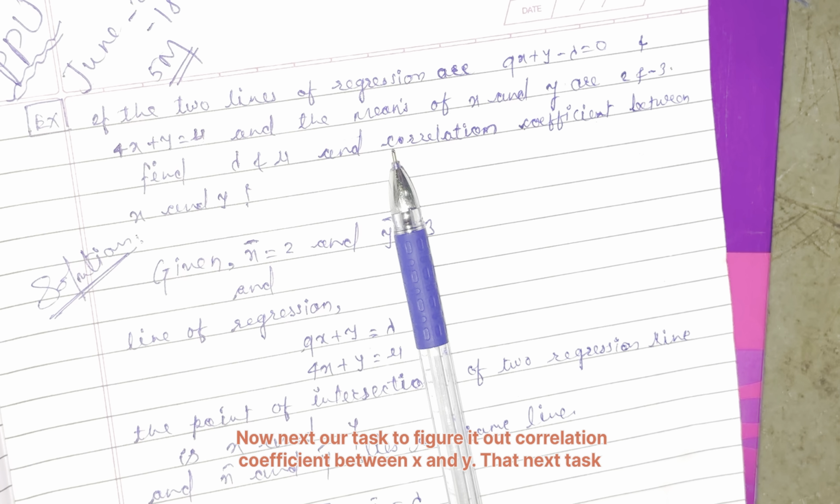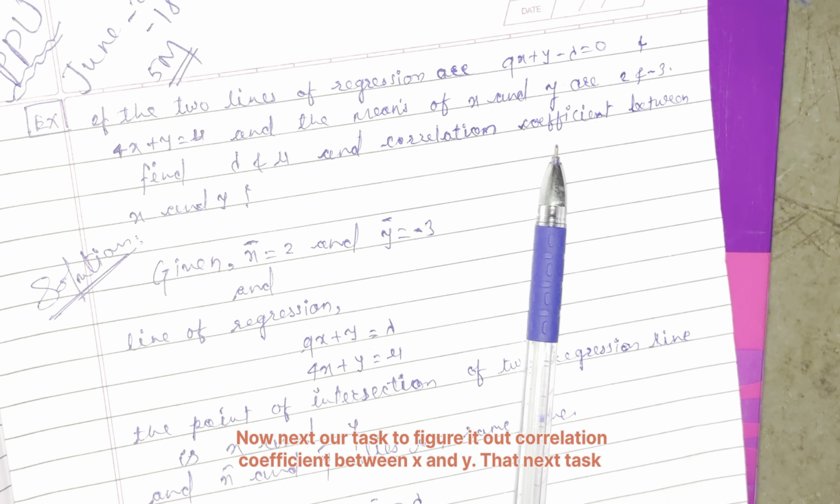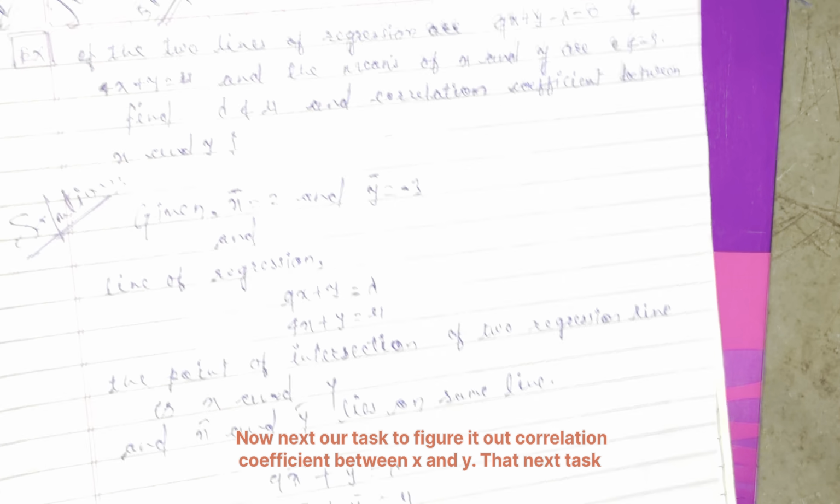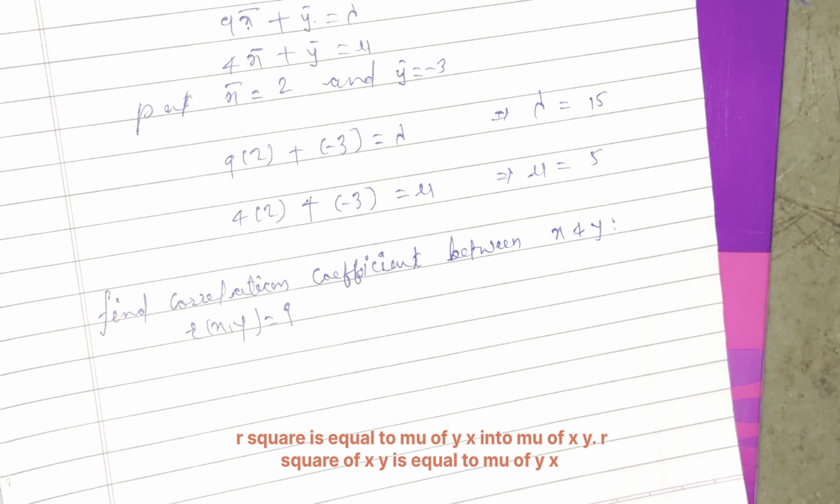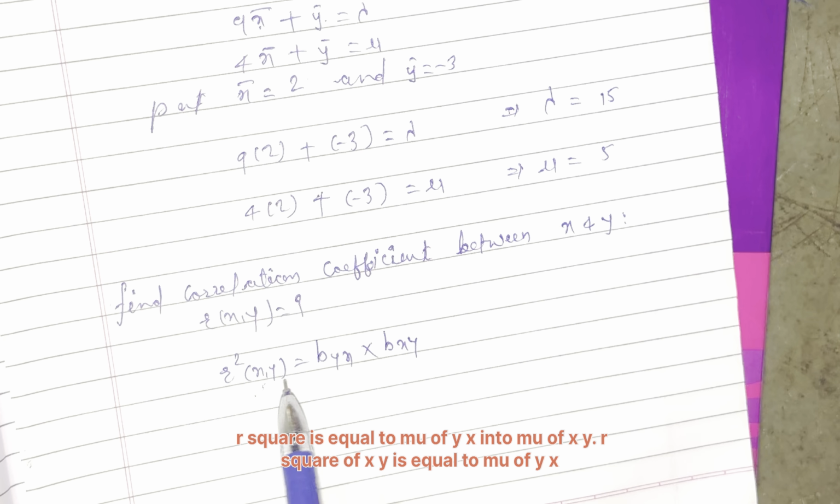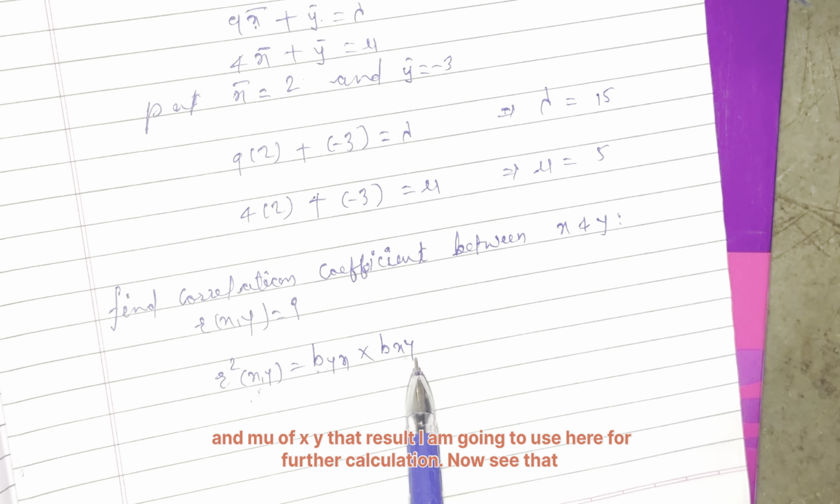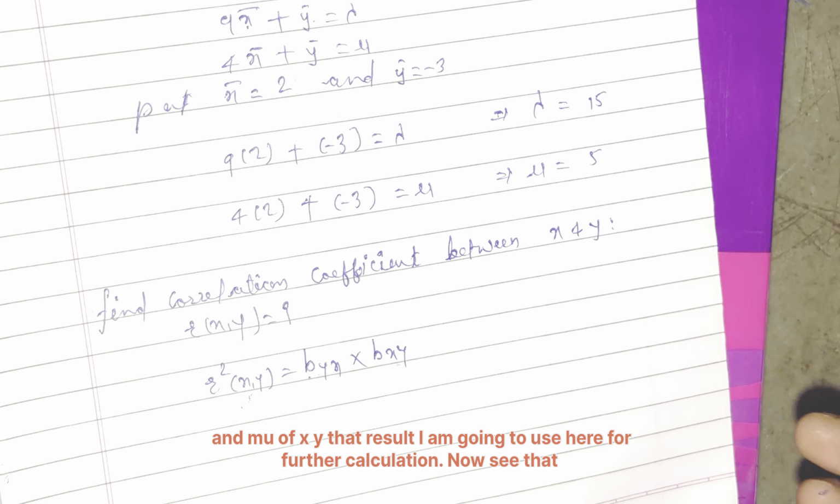Now our next task is to figure out the correlation coefficient between x and y. For this I'm going to use r square is equal to b of yx into b of xy. That is, r square of xy is equal to b of yx into b of xy. I'm going to use that result here for further calculation.